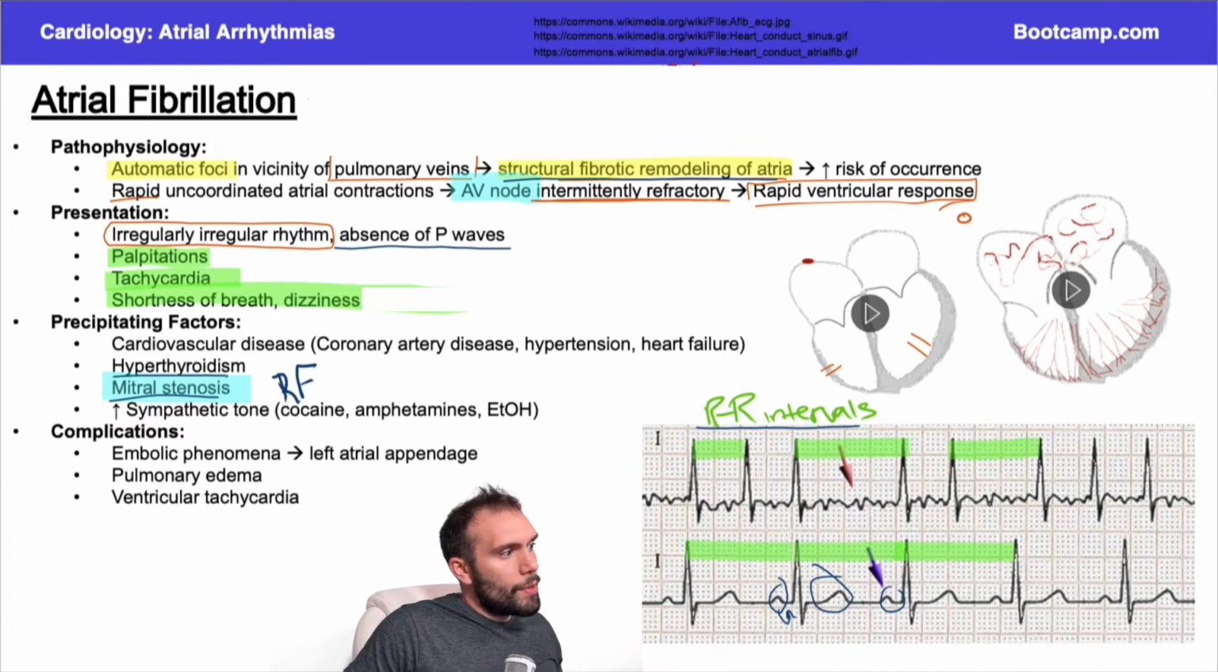The other thing is hyperthyroidism. This has to do with excess sympathetic activity. It's causing this increased level of electrical conductivity in the heart. Same concept here, increased sympathetic tone. Anything that does that could be a pheochromocytoma, cocaine, amphetamines, alcohol use.